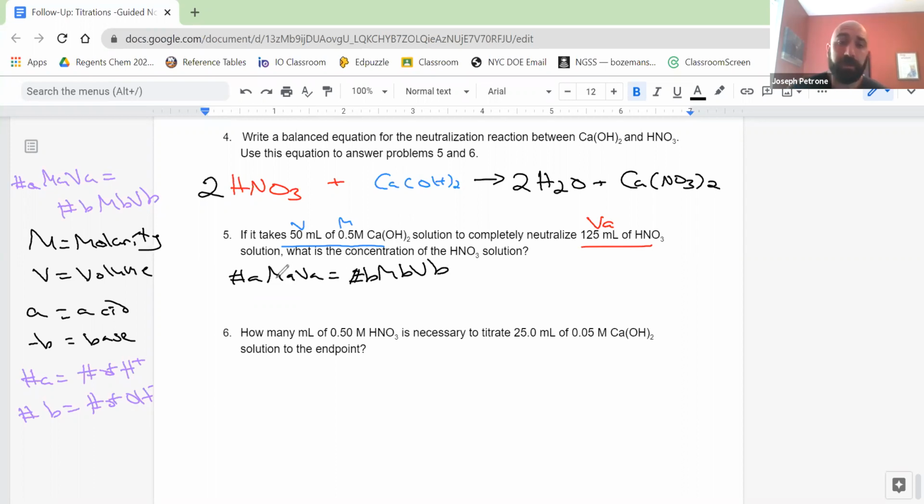Now, we should be familiar with the MAVA, MBVB part. Sorry, a lot of similar letter sounds. But the number of each ion is where we're going to have to fix things up. So for our acid, we're dealing with nitric acid, HNO3, and there's only one hydrogen ion. So that we're going to leave just as 1. And then we are still solving for our MA, but we have our volume of 125 milliliters.